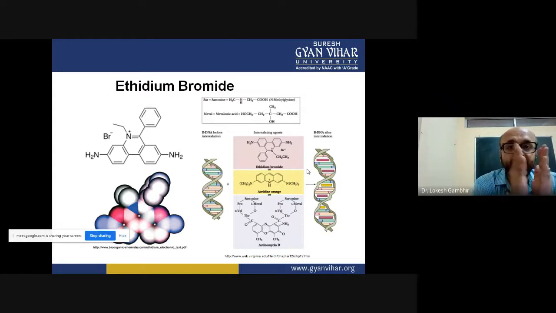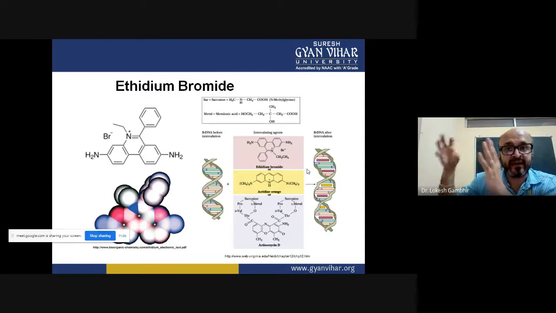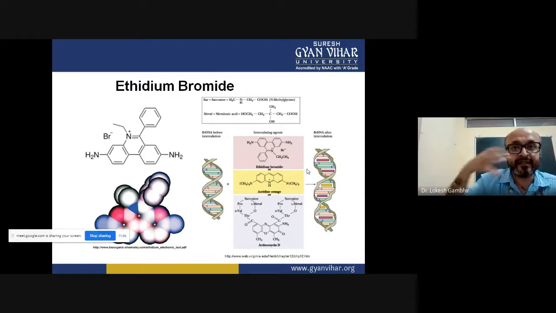So if I have one molecule right now, a single dye will be attached. If I have two molecules, two dyes will be attaching. If I have 3 lakh molecules, 3 lakh dyes will be attaching. So what is happening? Initially, the dye was giving a low signal. Then after attachment, the signal increases, and it keeps on increasing. So we use those dyes which, after binding to the DNA, give you a higher fluorescence.